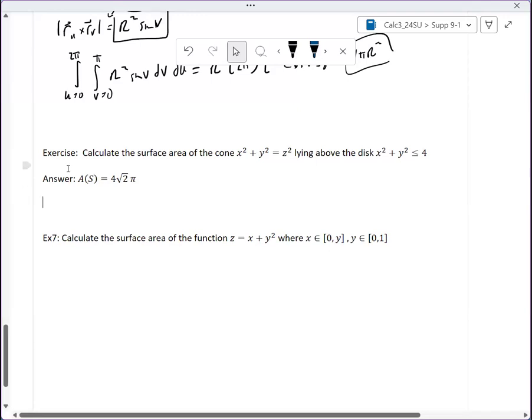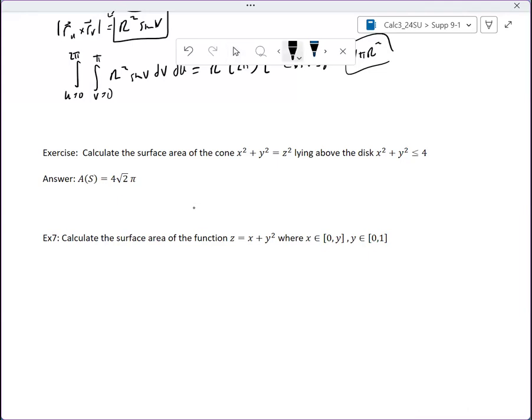As an exercise, you can try to calculate the surface area of the cone x squared plus y squared equals z squared, lying above the disk x squared plus y squared less than or equal to 4. And the answer is the surface area is 4 root 2 times pi. As a hint, if you want to pause the video here and try to work out the parameterization yourself, that's a good exercise. But I'll give a little bit of a hint here for the parameterization and then leave the details of calculating the area to you.